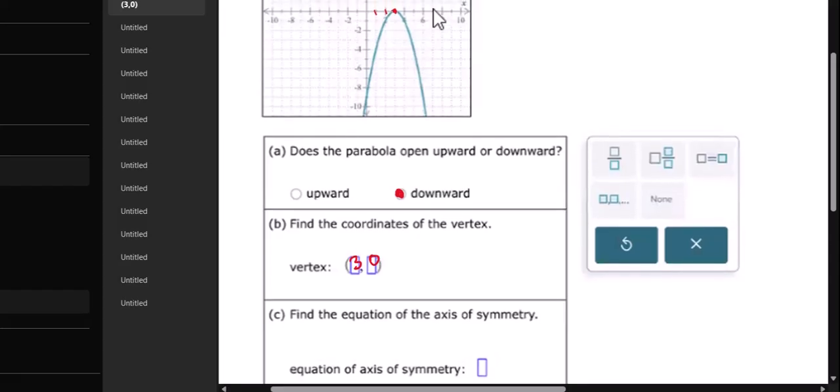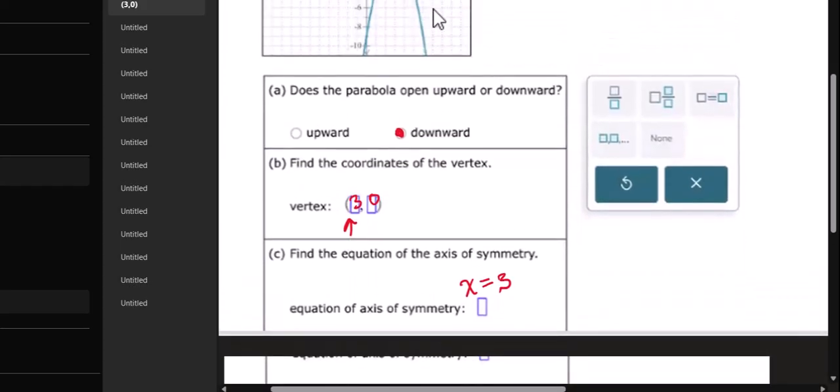Find the equation of the axis of symmetry. It's always going to be x equals the x coordinate of the vertex. X equals 3.